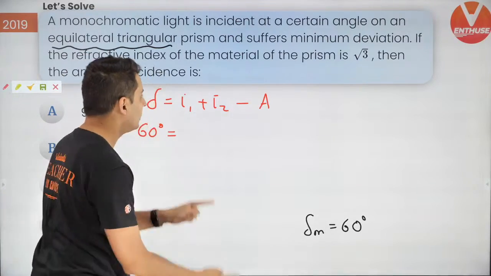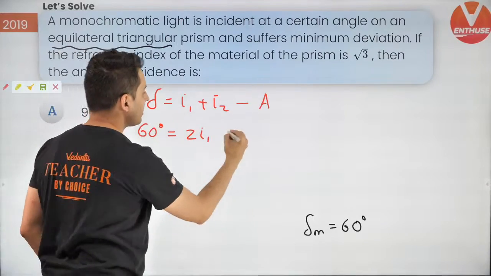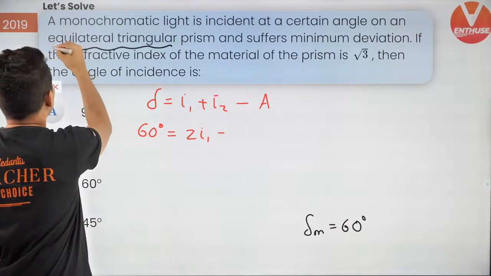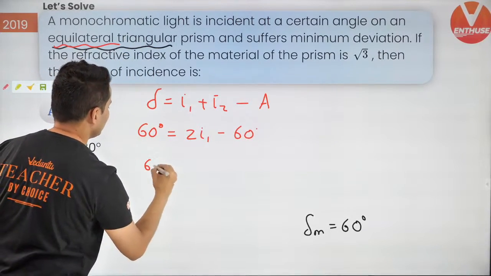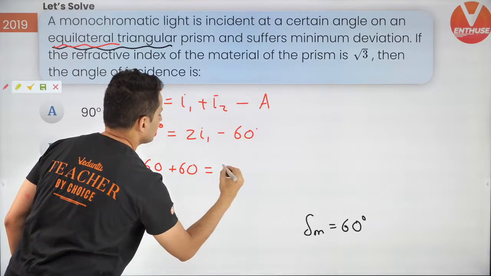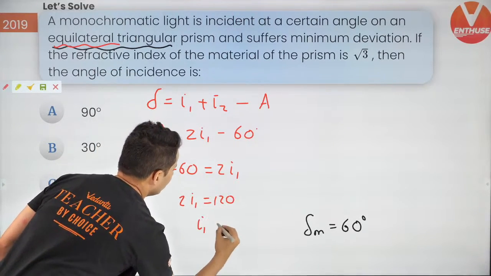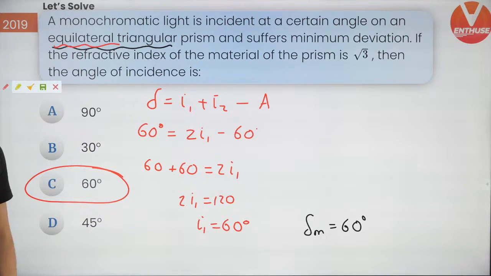Remember, I just told you. So it will just become 2I1 because it is least deviation, minus A. But angle of prism, equilateral, so 60 degrees. So 60 goes there. So 60 plus 60 is 2I1. Therefore 2I1 is 120. Therefore I1 is 60 degrees. So C option should be correct. Many 60s are there, I know. Correct. I hope this is clear.